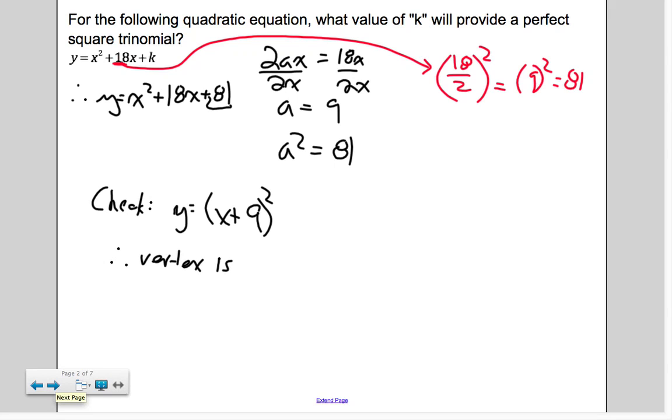Oh, negative 9. What's going to make this 0? Right? So the vertex is (-9, 0). So we can usually go from an equation like this, if this is a perfect square, and get what the vertex is.